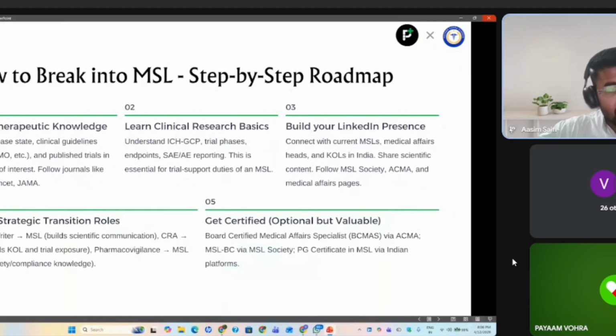If you want to come into diabetes, you should have diabetic knowledge. So learn how many disease areas are becoming competitive in the market right now. Currently there is a craze for oncology and neurology, and immunology is emerging, and diabetes as well. You can go through AHA and ESMO guidelines, the journals NEJM, Lancet, JAMA, and all the clinical research basics. You should know ICH GCP guidelines, how many phases of a trial there are, and serious adverse event and adverse event reporting, like SAE reporting. This is essential for the duties of an MSL.